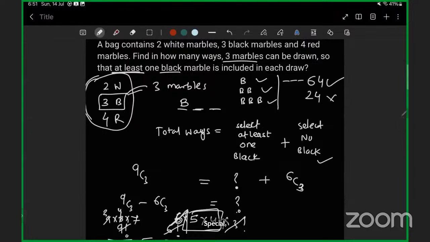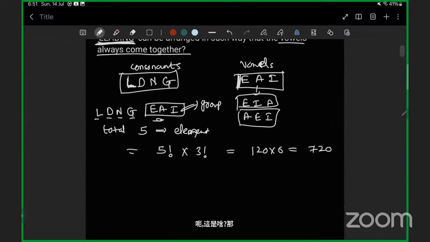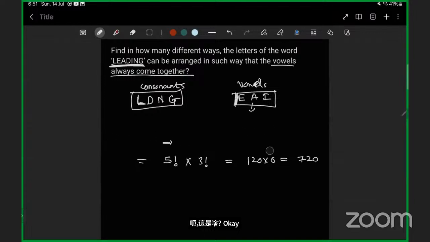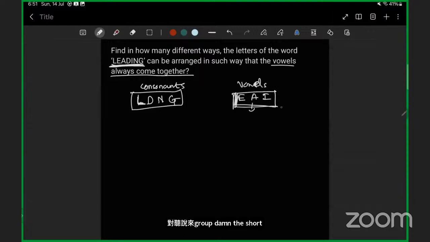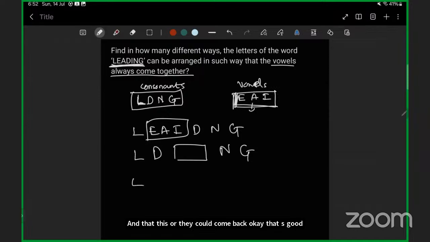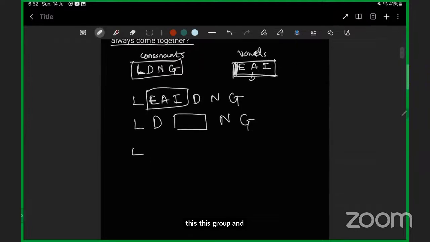Okay, in the previous question, let's do it again. I have consonants and I have vowels, right? Now they are saying to group them, so they should always come together. That's what I'm doing, I'm grouping them. If there is a group, then I know for sure that they'll always come together. So they could come like this, or like this group, and then that group, or any other way. Those are all the ways that are possible to arrange them.